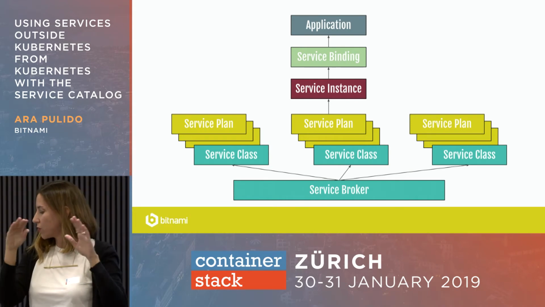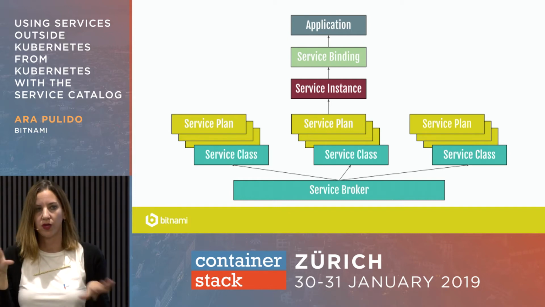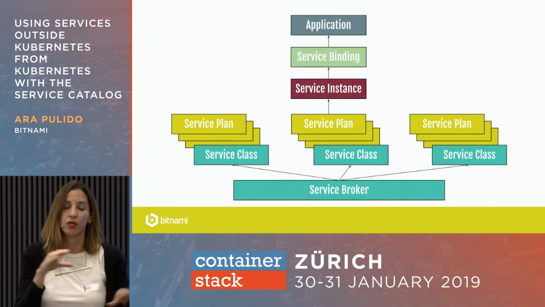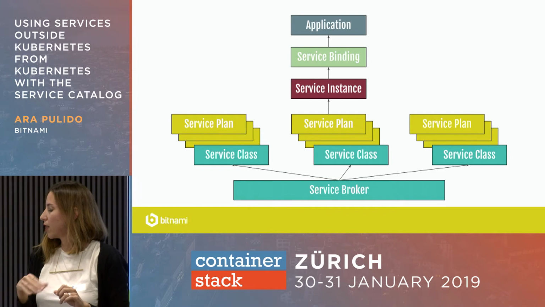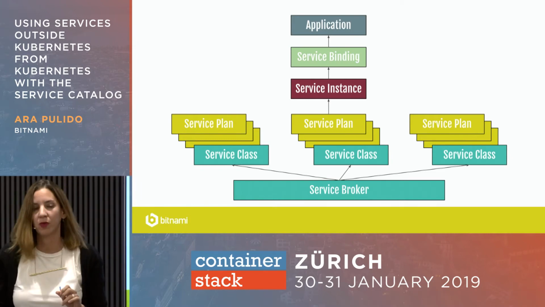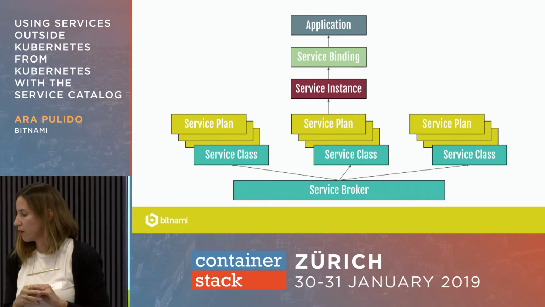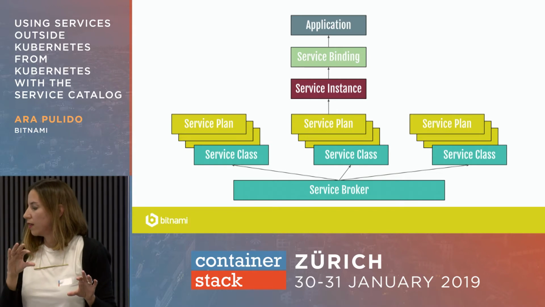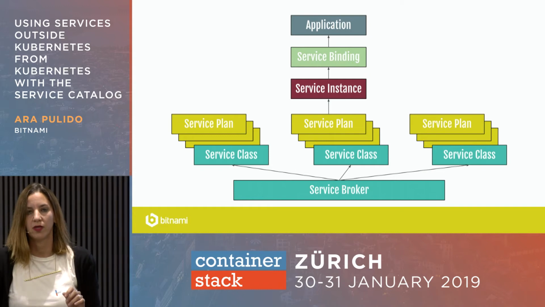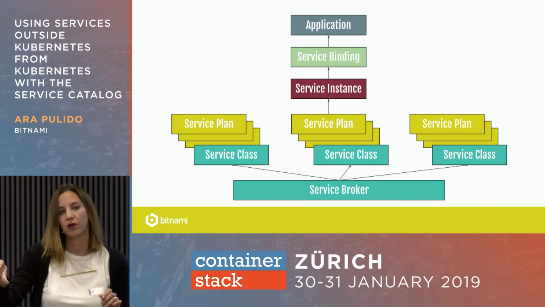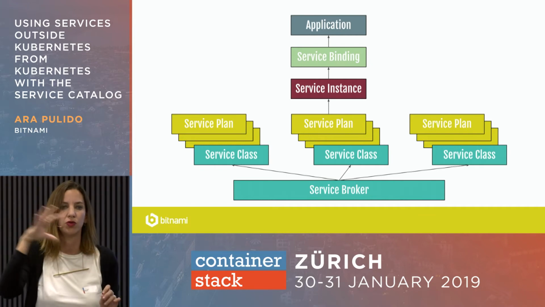Up to that level, so service broker, service class, and service plan, are at the cluster level. So those are cluster level objects. This is changing, but right now it's like that. So it has to be cluster admin permissions to create those objects, but then they are available for the rest of the users of the cluster. Service instance and service binding are namespace objects, and these are the objects a user, an application developer for example, has to create in order to use these services.